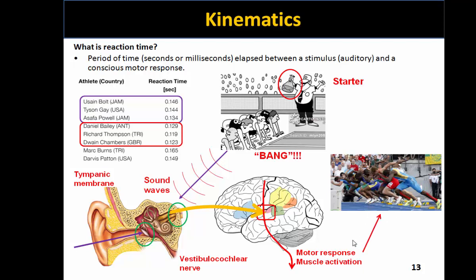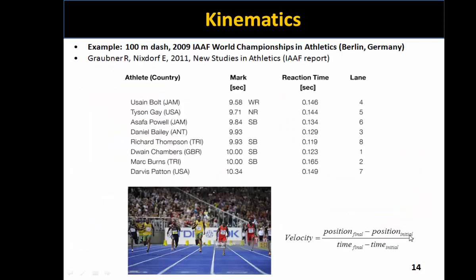The motor response here will follow the pattern of activating upper motor neurons, which will activate lower motor neurons, which will activate muscle fibers that will produce a mechanical response and movement. And so this table here illustrates the results of not just reaction time that we saw on the previous slide, but also the 100-meter performance time of all of the 8 male athletes at those 2009 World Championships.